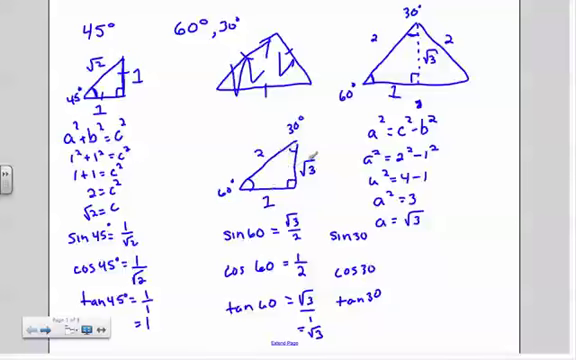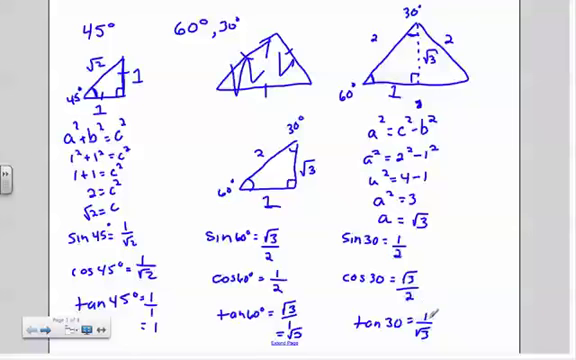will stay the same, but the O and the A actually trade spots. So sine of 30 is opposite over hypotenuse, 1 over 2. Cos of 30 is adjacent over hypotenuse, root 3 over 2. And tan of 30 is 1 over root 3. Now, these 9 values for 45, 60, and 30, some people will say you have to memorize.